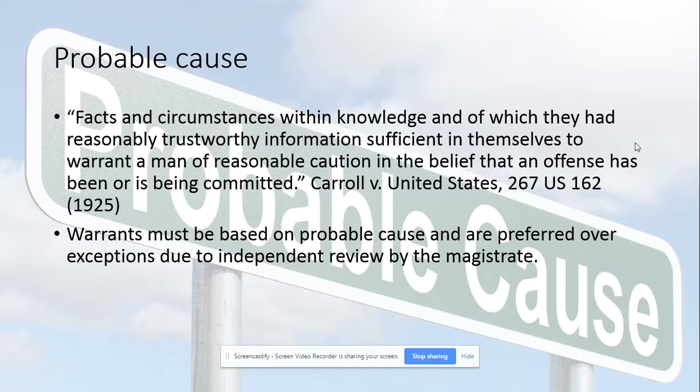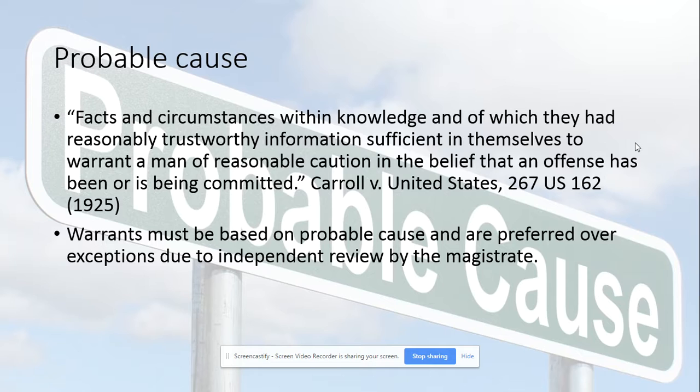In this instance, I would say that you need to understand what probable cause is by this exact definition. Okay, word for word, verbatim, exactly what is written here. Probable cause is those facts and circumstances within knowledge and of which trustworthy information sufficient in themselves to warrant a man of reasonable caution in the belief that an offense has been or is being committed.